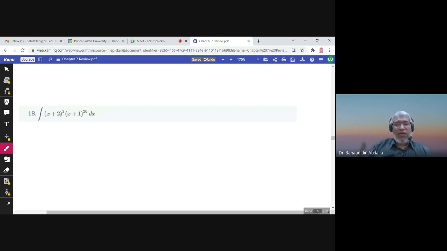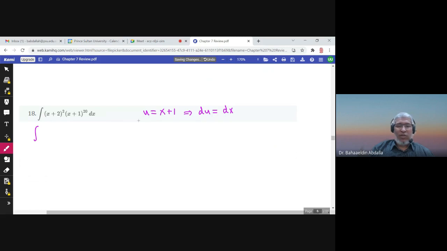Here I have x plus 2, x plus 1. Well, the power 20, I have a problem with it. So I will take u equals x plus 1. So du would be dx. Let me see what would happen with this integral.